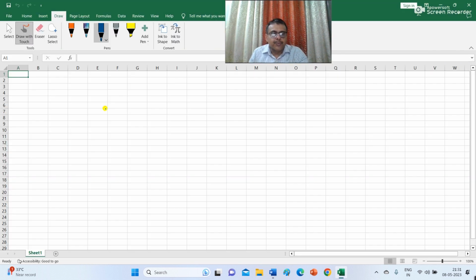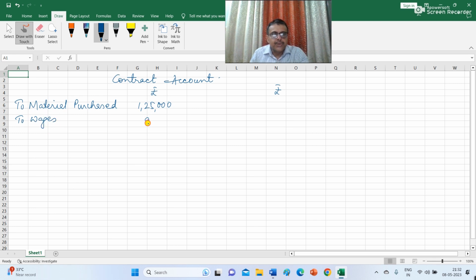So here we are going to prepare the contract account. So I am writing here contract account. So the first item given is regarding the purchase of material. So on the debit side, I have to record to materials purchased and the amount is rupees 1,25,000. The next item is the amount of wages paid is rupees 90,000.